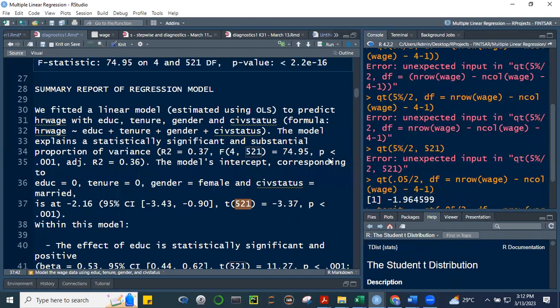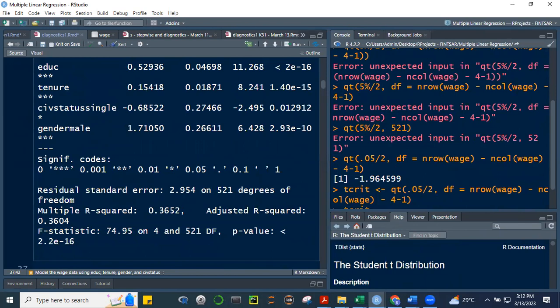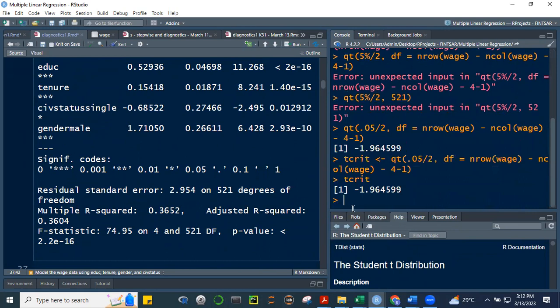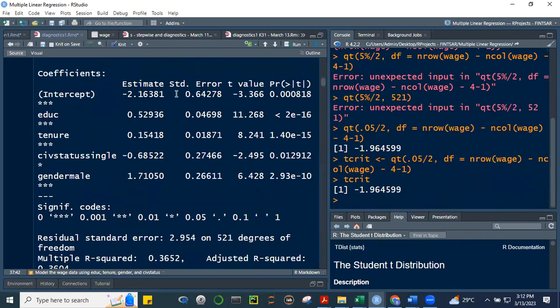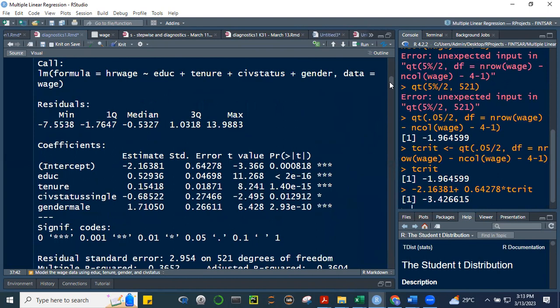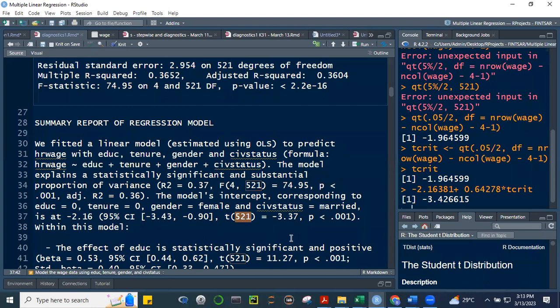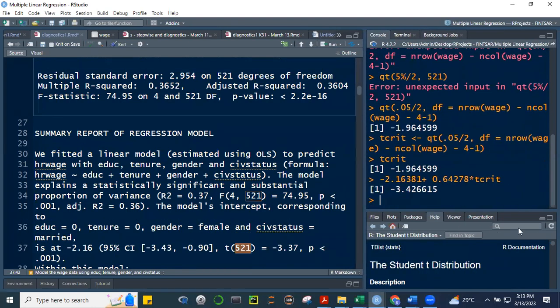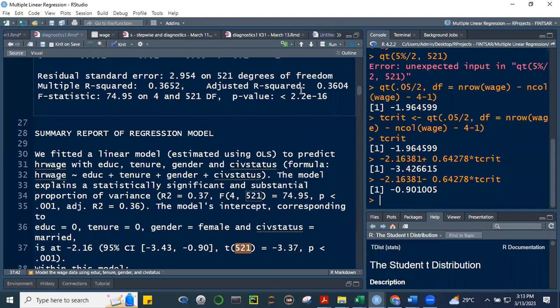The value of our parameter for the intercept is this one. Let's copy this. So plus, this is our standard error, and then multiply that by our T critical. So we have here negative 3.42. Is this correct? Did it give us negative 3.42? Yeah, 3.43 rounded off. And also for the lower and the upper, negative 0.9. Let's see. So just change this with minus. Okay, negative 0.9.